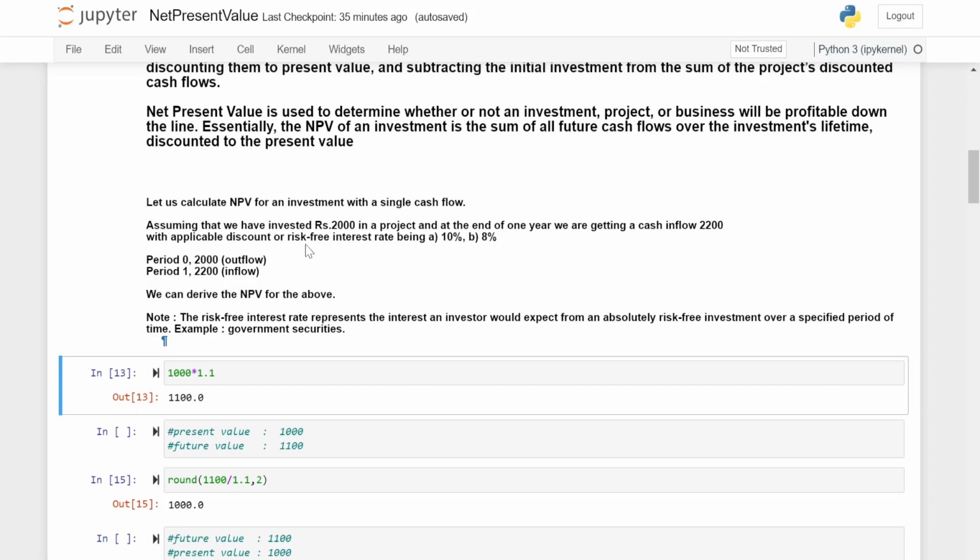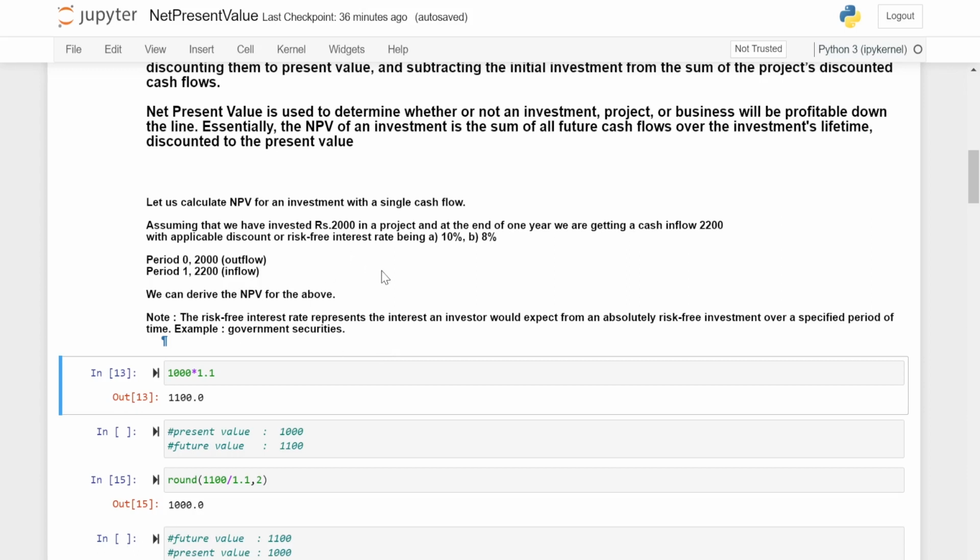And what is this risk-free interest rate? Here it is written, the risk-free interest rate represents the interest an investor would expect from an absolutely risk-free investment over a specified period of time. For example, government securities. Here, the likelihood of default is almost nil. Whatever we are promised, we are going to get. And that is precisely what is called the risk-free interest rate.